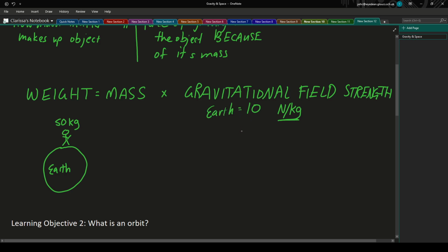If you do a bit of a Google search, at GCSE we use 9.81 to be more accurate. But at Key Stage 3, at Year 8, we're happy for you to just use 10. So I'm going to just use 10 for now.